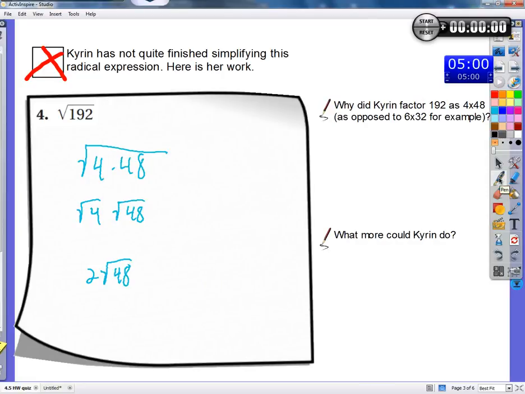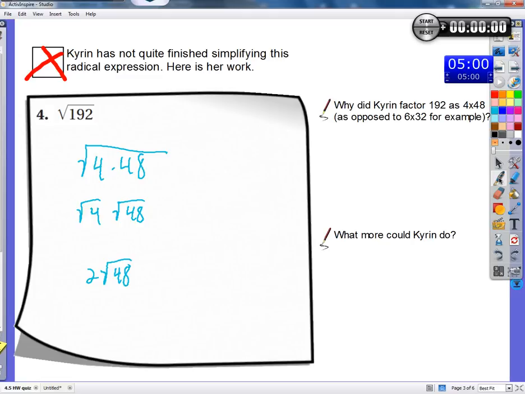Okay, so 192 can be factored lots of ways. So why did Kieran choose to do it 4 times 48 as opposed to just any old factoring? He could take the 4 out and put it in front very easily. He could square root just the 4, okay, and get it out very easily.